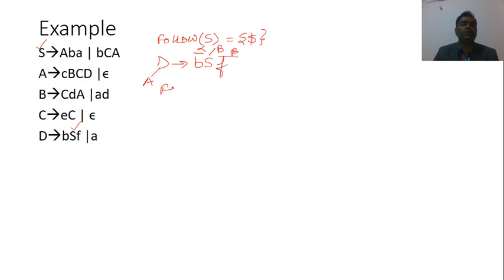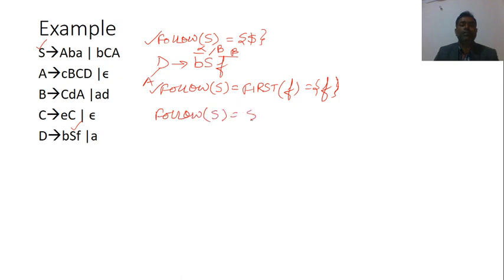Here I can write follow of S equal to first of beta, that is first of a small f, and it is equal to F. Now you can see in this grammar no other S is present on the right side of any production. So we just union this one and this one, and you will get follow of S. So our follow of S is equal to F comma $. This is our follow of S.